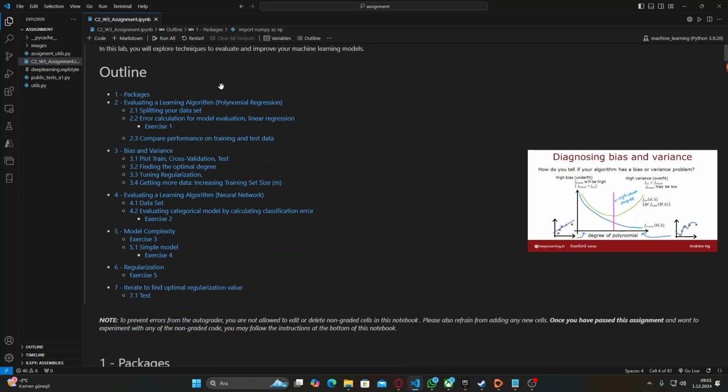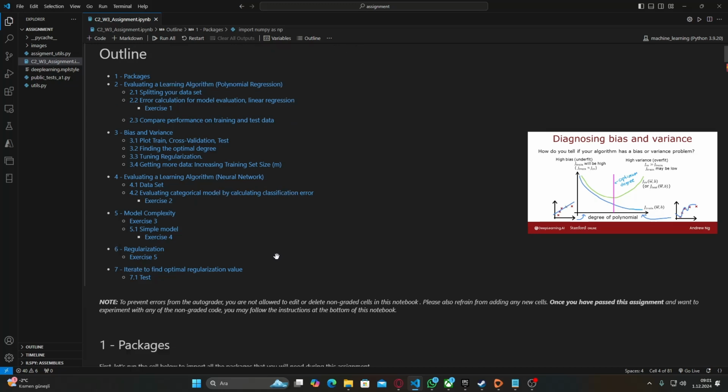Okay, for the outline, we have first packages, and second, evaluating a learning algorithm. Third, bias and variance. Fourth, evaluating a learning algorithm, neural network. Fifth, model complexity. Sixth, regularization. And seventh, iterate to find the optimal regularization value.